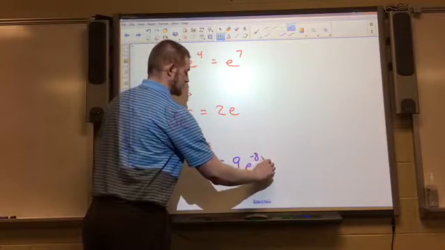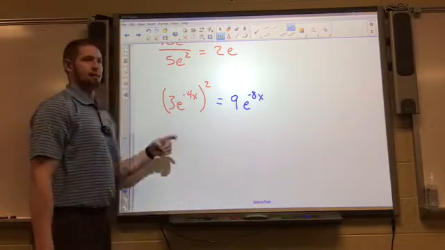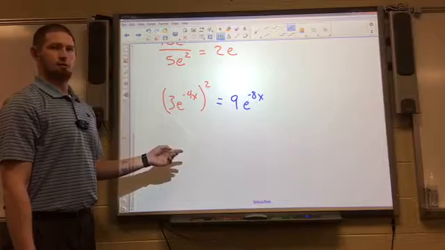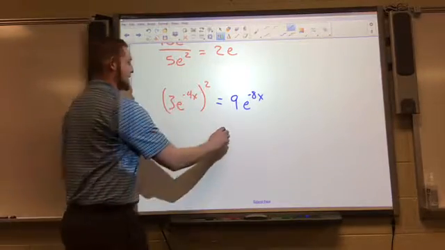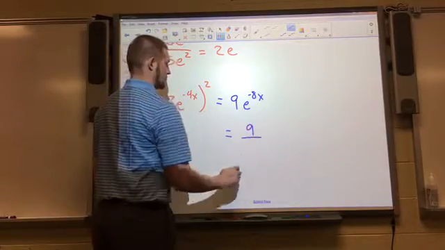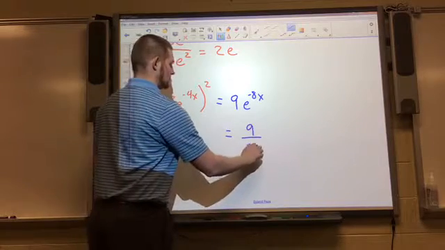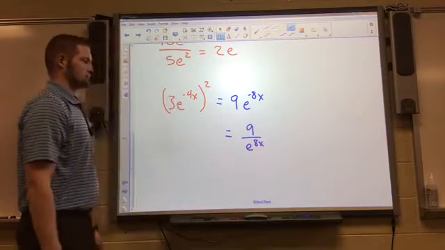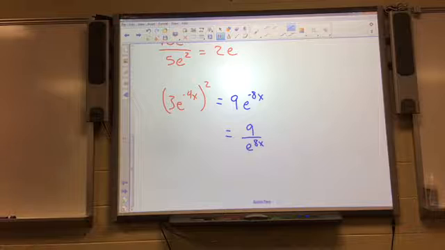negative 8x. But since that's a negative exponent, where do I take it? To the bottom. So I actually have 9 over e to the 8x. Okay. Did any of our properties change that we've always been doing? No.